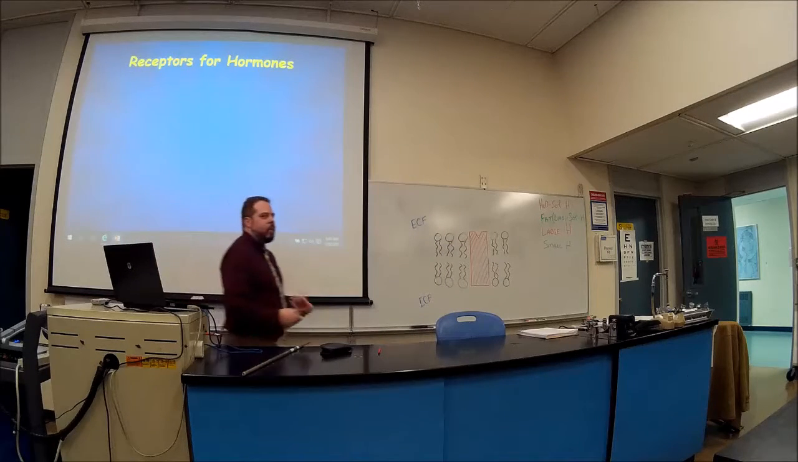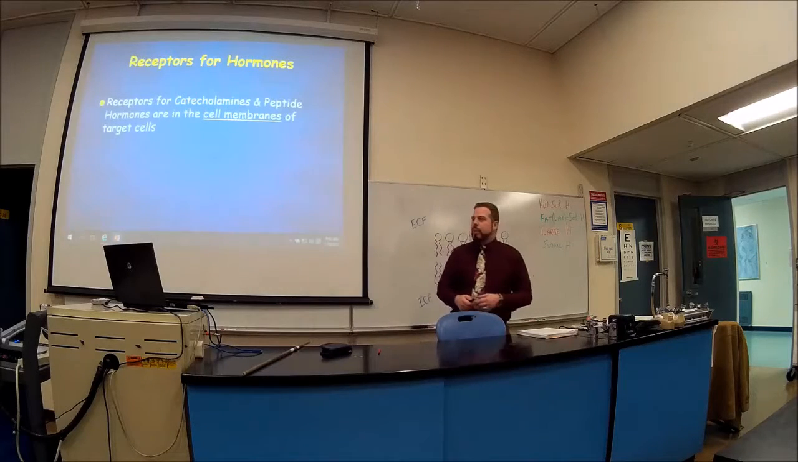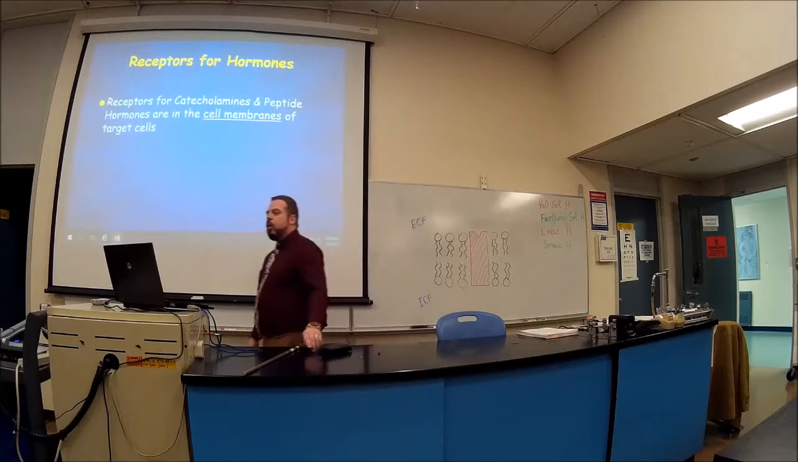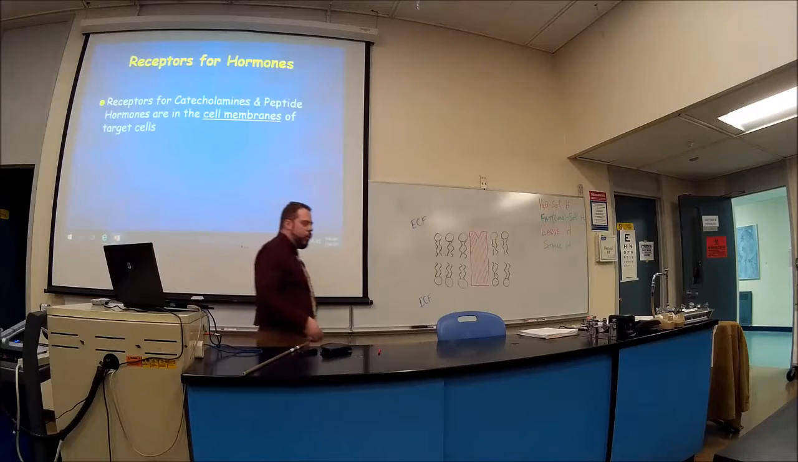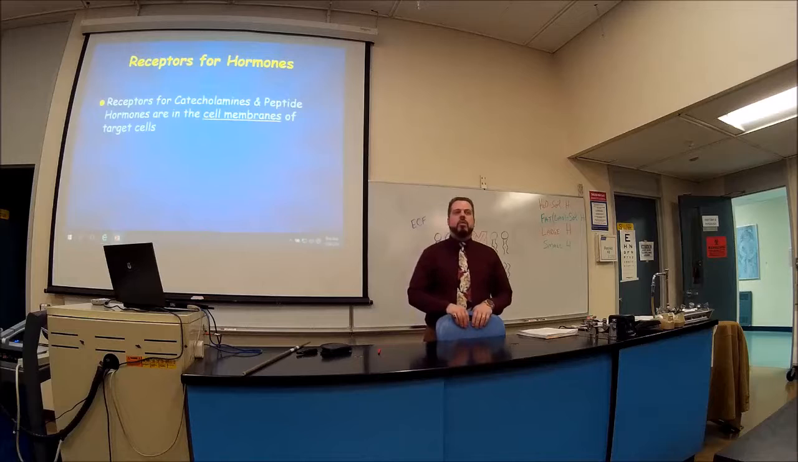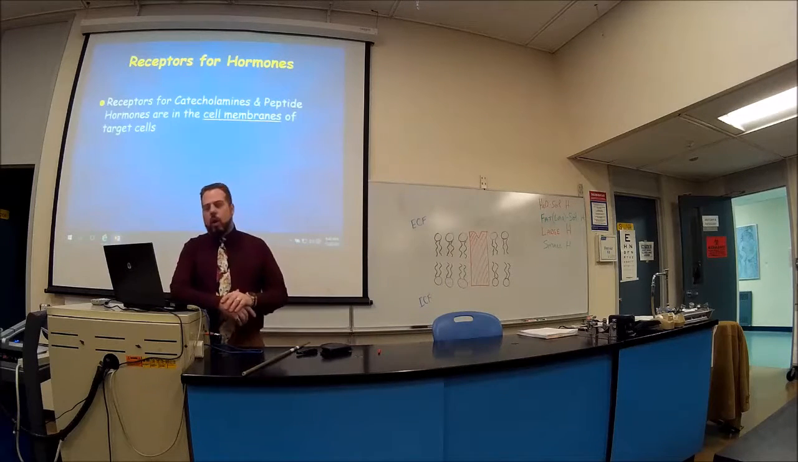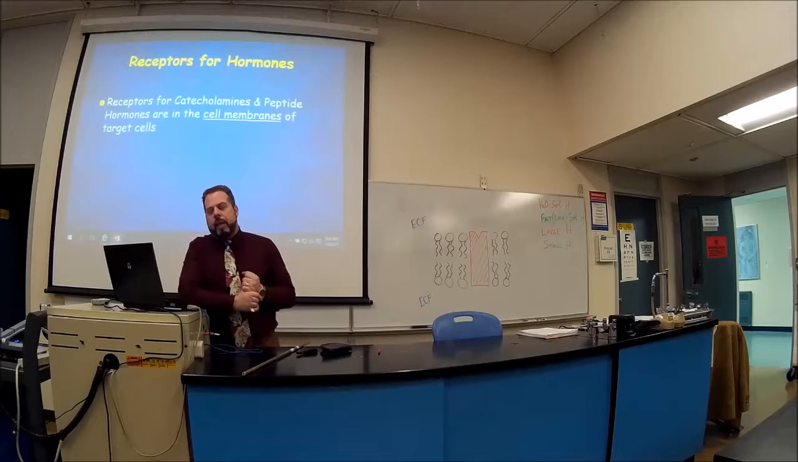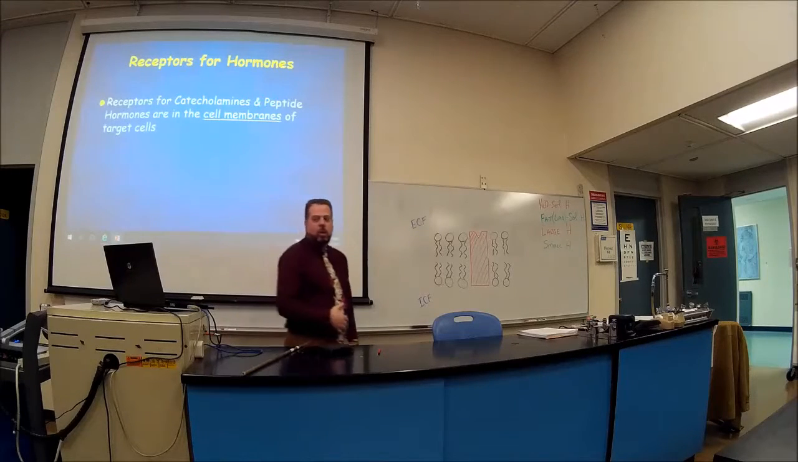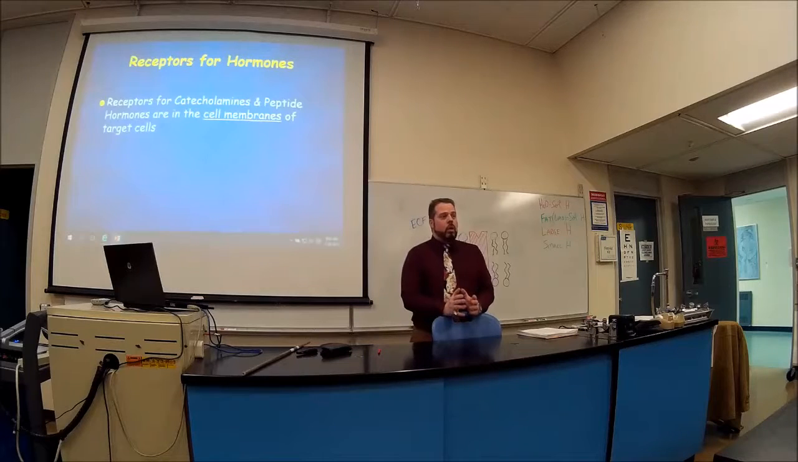All right, so let's talk about these receptors of hormones. Okay, now, receptors for catecholamine. Ooh, that's a fancy word for a group of chemicals. Good examples of this are epinephrine and norepinephrine. Epinephrine and norepinephrine are a group of things called catecholamines that you're going to see quite often. Okay, so catecholamines and peptide hormones, these are either small water soluble hormones or large hormones.